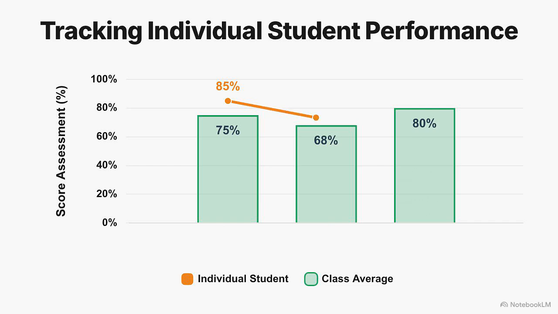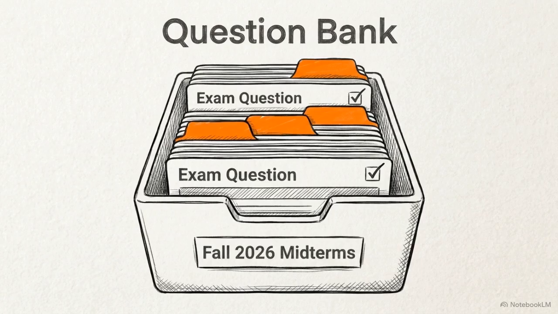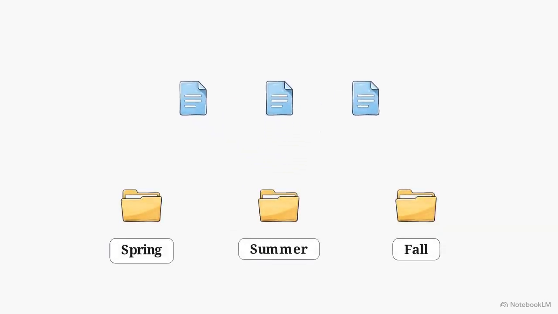By adding this line graph to the view, we can track an individual student's performance and directly compare their results against that overall class average. Once the grades are recorded, your next step is to use the Question Bank Builder to archive these test items, allowing you to reuse them in future academic terms.